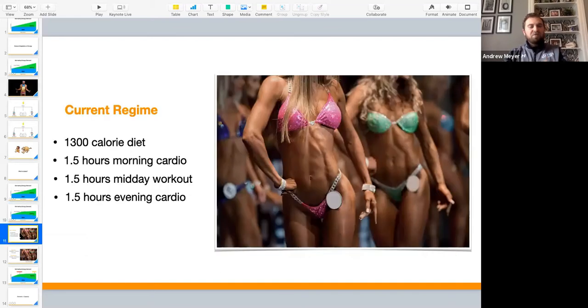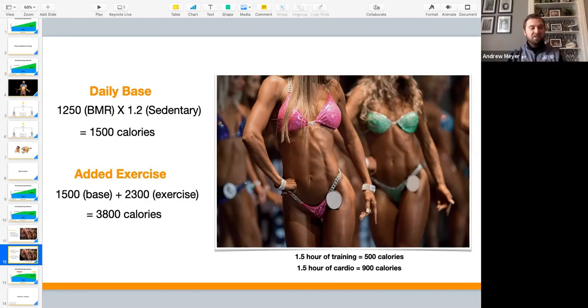I just have an example here, and we'll flow through this example pretty quick. I brought it in so that we can really drive home the point that performance is different than getting ripped. This is pretty common. I've seen a lot of people with a regime like this, somebody doing a figure competition or a bodybuilding competition. I took this example from a friend of mine. She was consuming a 1,300 calorie diet. She did an hour and a half of morning cardio, an hour and a half of a midday workout, and an hour and a half of evening cardio. She was about 5 weeks out from her competition, and that was her regime at that time. I'm not saying I condone that. I'm just saying that was her regime, and it's a really good case study to show this point.